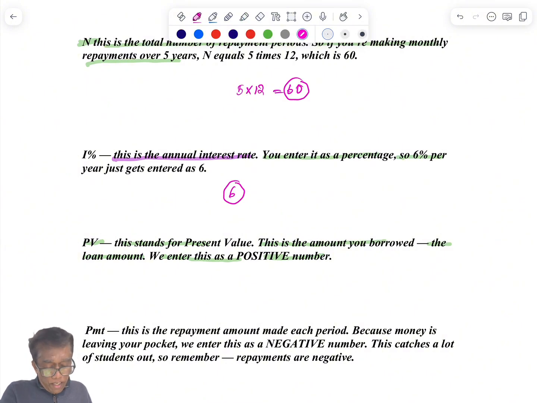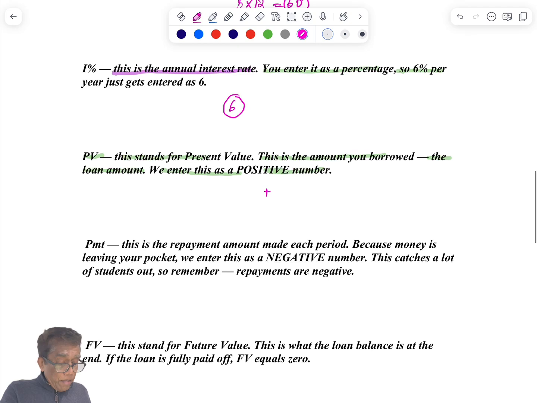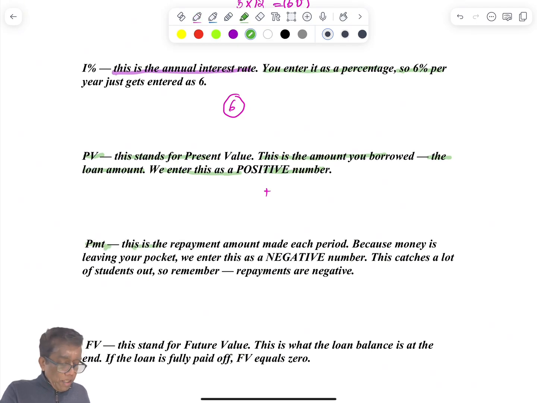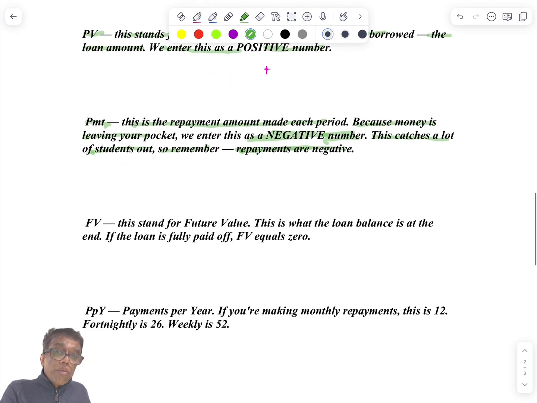Then the PMT. PMT is the repayment amount you make each period. Because money is leaving your pocket, we enter this as a negative number. Please remember, repayments are negative. Then the FV. This stands for the future value. This is what the loan balance is at the end of a specific period. If the loan is fully paid off, FV equals 0.